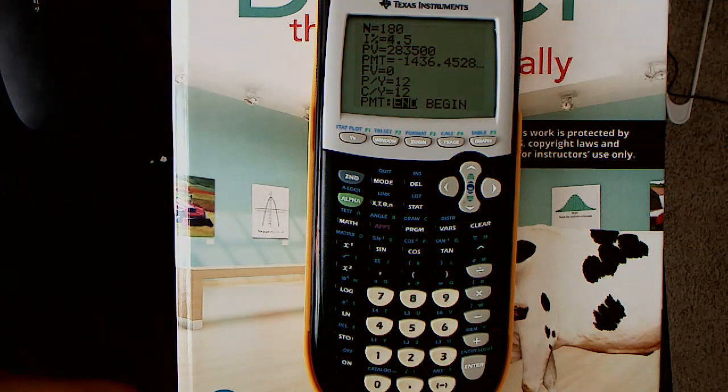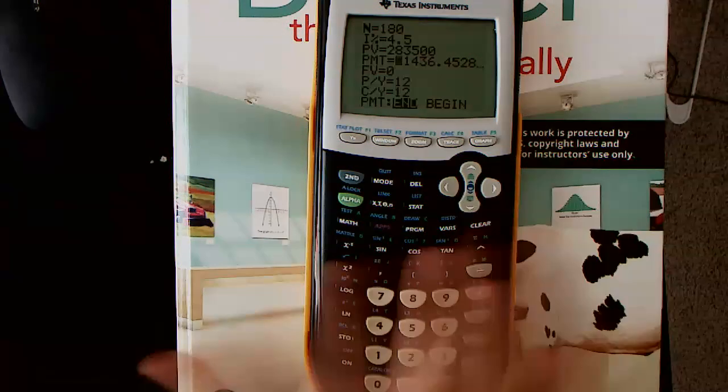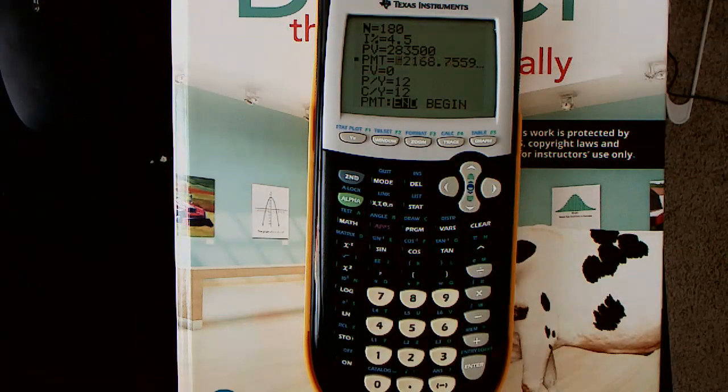180 months, half of the time. Everything else stays the same. And then we are going to solve for payment. Okay? So once again, I show you the advantage of this method, the app. So now your monthly payment is $2,168. Rounded up, 2,169. Let me write it down.